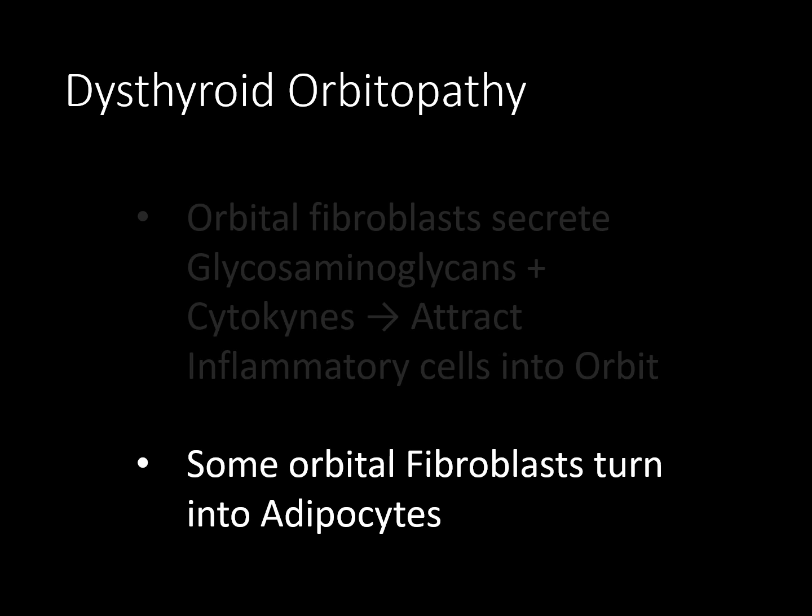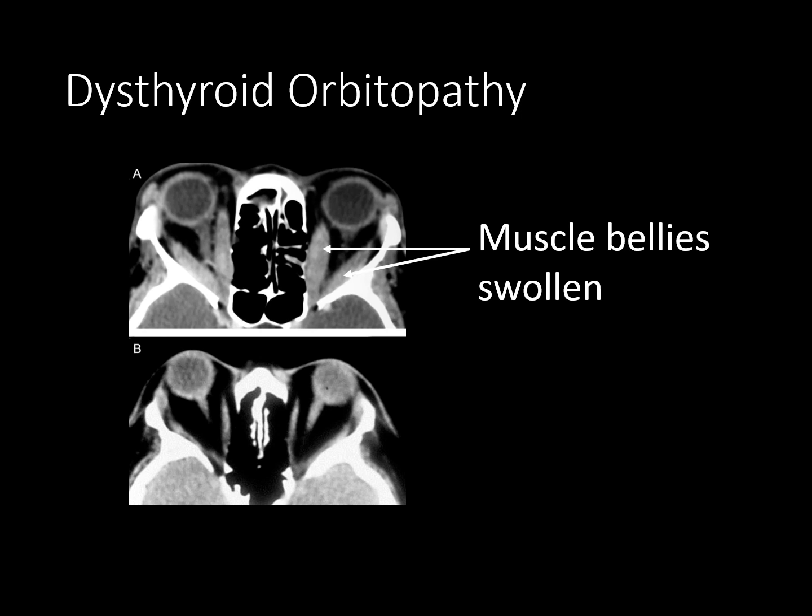So when this TSH binds to orbital fibroblasts, they secrete glycosaminoglycans and cytokines, and these attract inflammatory cells into the orbit. Some of the orbital fibroblasts turn into adipocytes, and this makes that there is intraorbital swelling, and the most common or almost pathognomonic sign that you see on a CT scan is that the extraocular muscles are swollen.